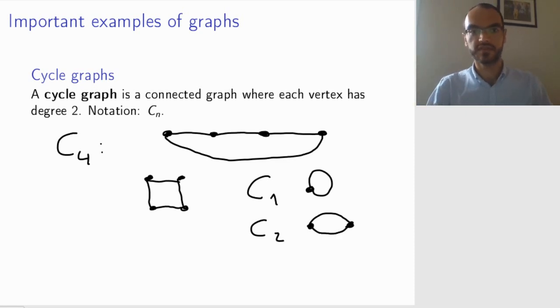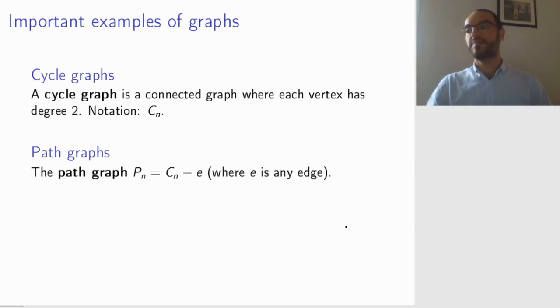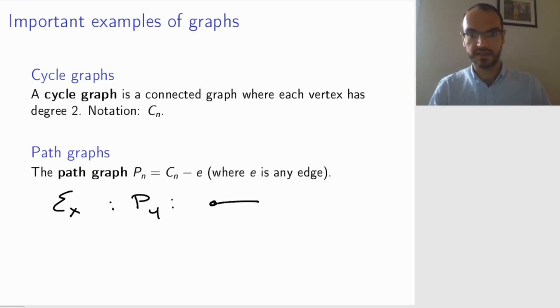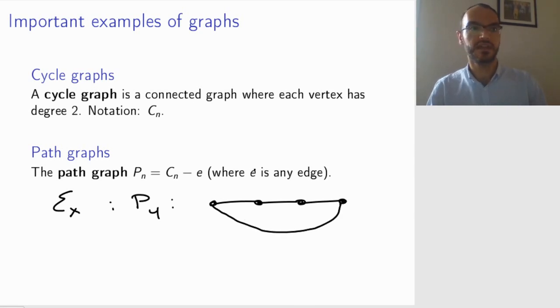From cycle graphs, you can create path graphs. A path graph is simply a cycle graph where you have erased 1 edge. So for example, let's look at P4. So you start with the cycle graph from earlier on 4 vertices, and you erase one edge. So it doesn't matter which edge you erase, because somehow all edges play the same role in a cycle graph.